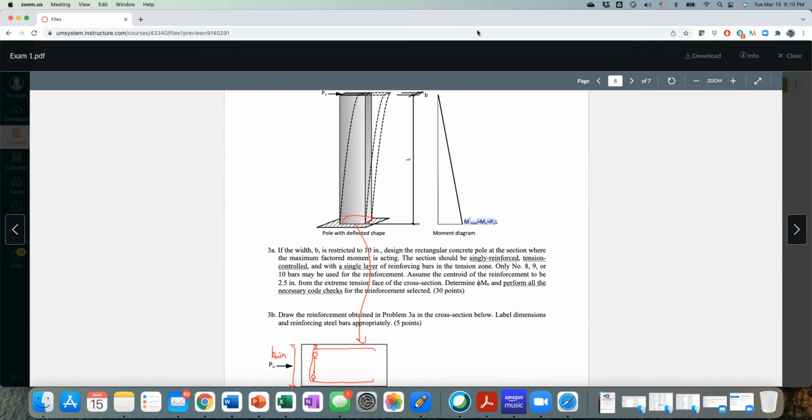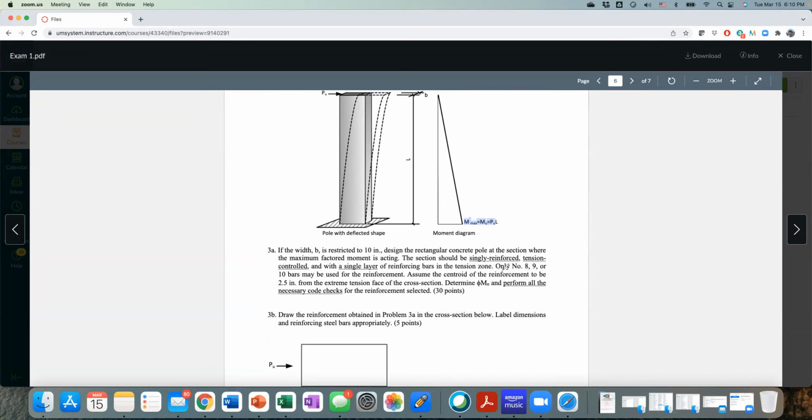Okay. Now going back to the question, take a look at this question 3A here. If the width B is restricted to 10 inch, design a rectangular concrete beam section where the maximum factored moment is acting, which is here. Now knowing that MU is factored already, you don't have to worry about the factor. You can use this number directly.